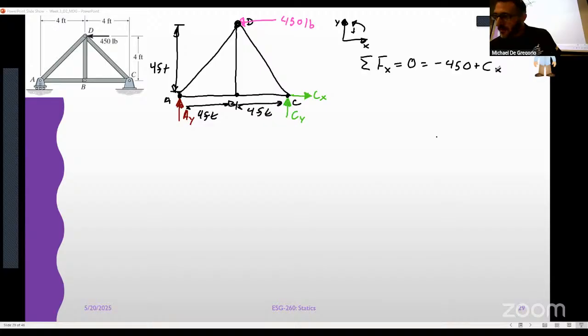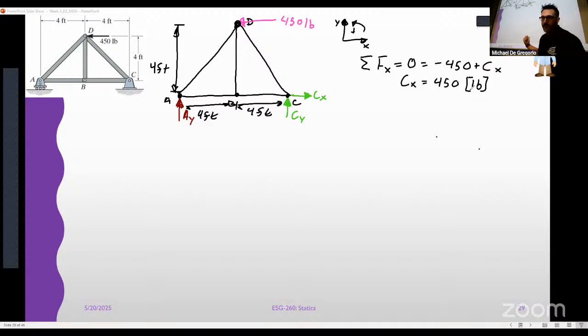So look at that. Right away, we were told that CX is 450 pounds. That's great. And that makes sense if we're looking at it, right? Because if I'm pushing on this thing completely in the x direction, then that x direction force has to balance it, right? Has to.